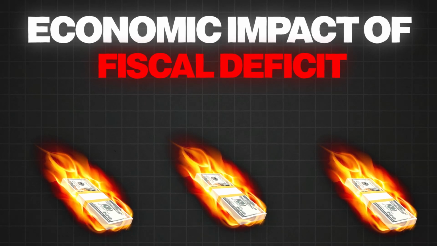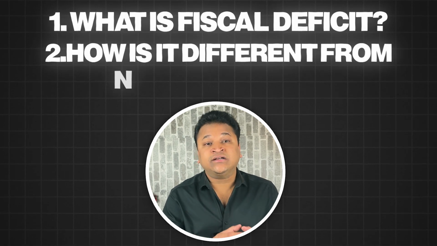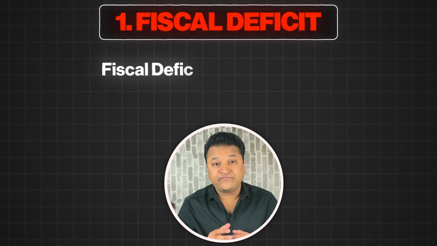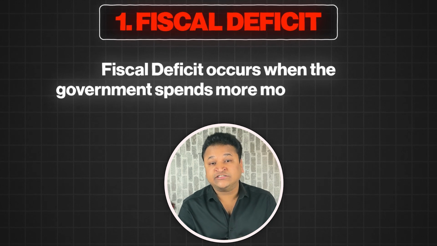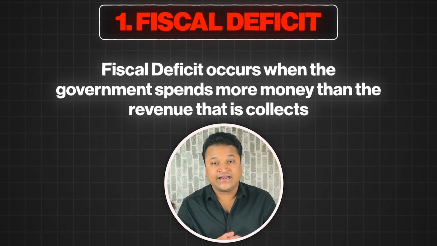In today's video, we'll talk about the economic impact of fiscal deficit. Before we talk about the effects of fiscal deficit, let us quickly understand what is fiscal deficit and how it is different from national debt. Fiscal deficit occurs when the government spends more money than the tax revenue that it collects.